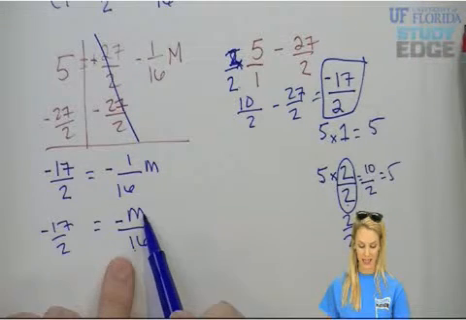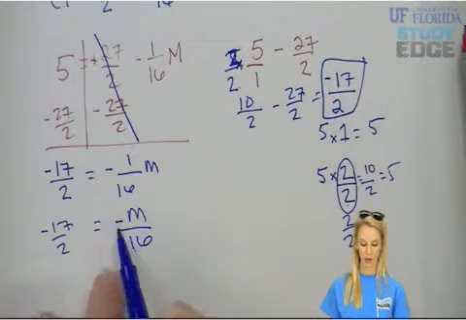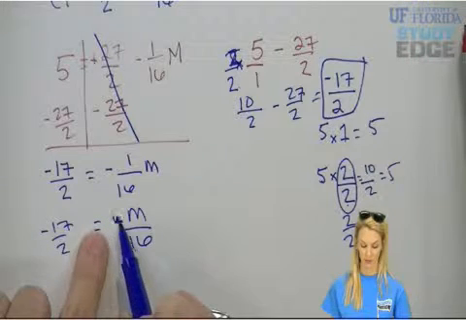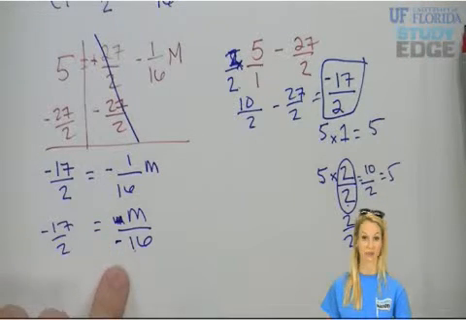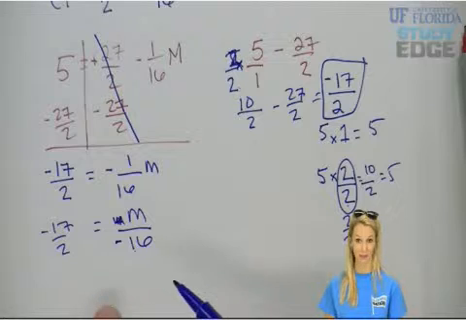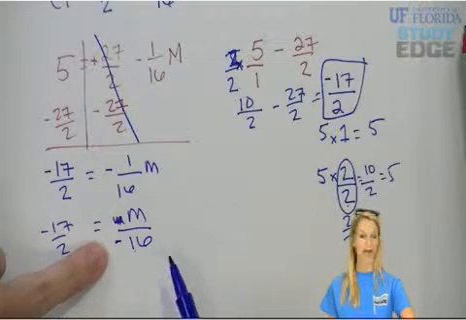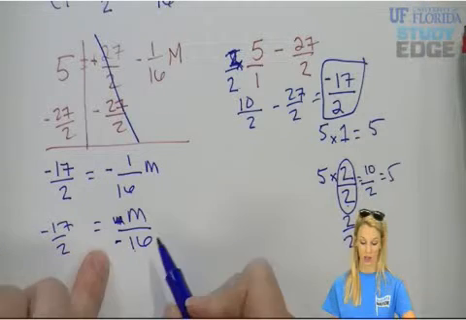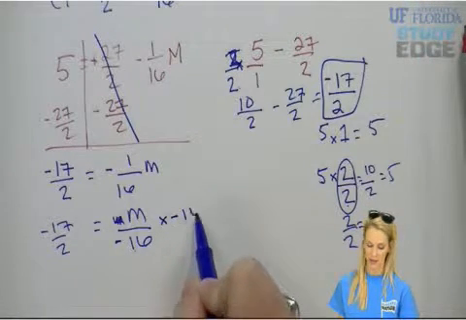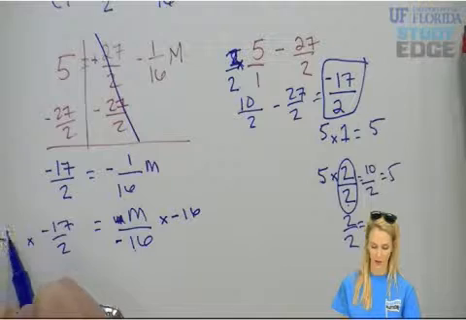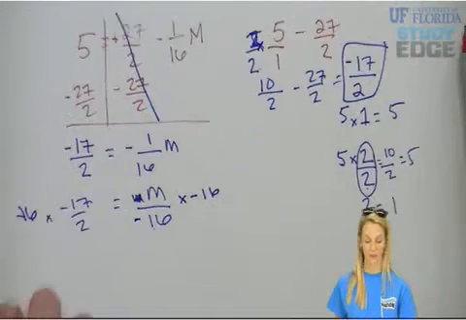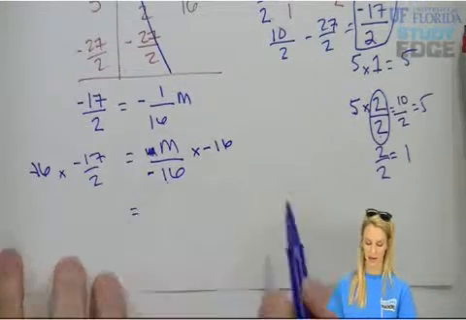How do I want to get rid of this? If m is being divided, and you know what, we don't even need to write this negative up here. It's the same thing as writing it down here. You can write it either way. This is actually going to make our lives easier. So if m is being divided by negative 16, how do we get rid of that? We're going to multiply by negative 16. And whatever we do to one side, we've got to do to the other. So we're going to multiply both sides by negative 16.